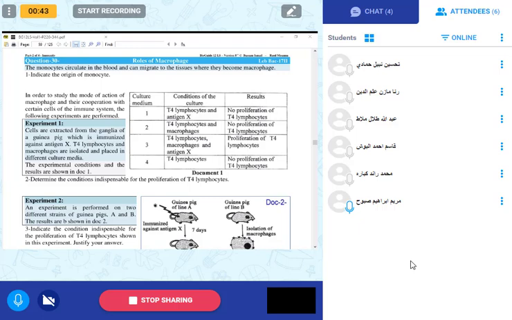Question 30. The monocytes circulate in the blood and can migrate to the tissues when they become macrophages. So the monocytes move in the blood, can migrate to the tissues, meaning they can enter the tissues to become macrophages. Yes. Whereas the lymphocytes are found in the lymph nodes and the spleen. Yes. تمام, بالليمف نود وبالسبلين.